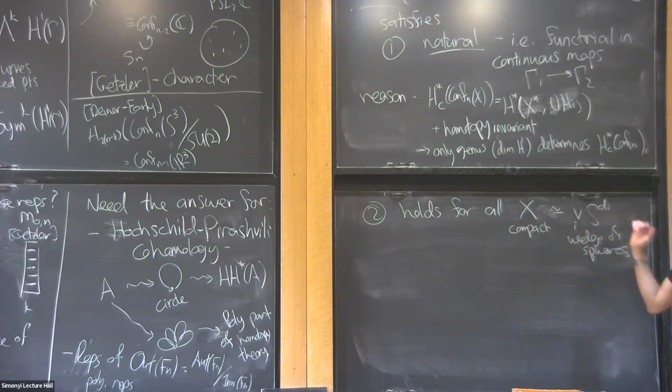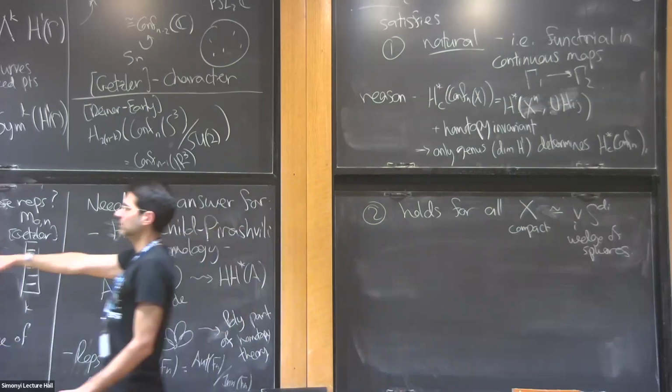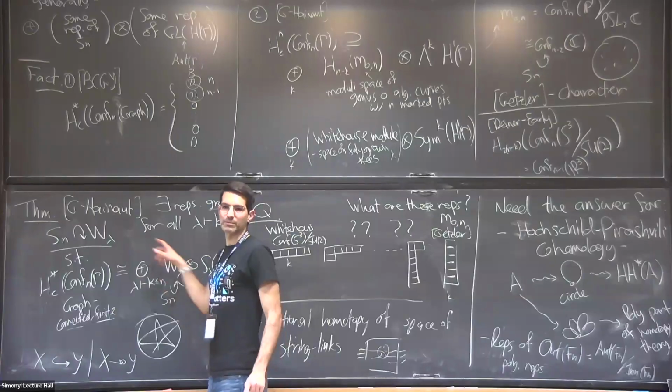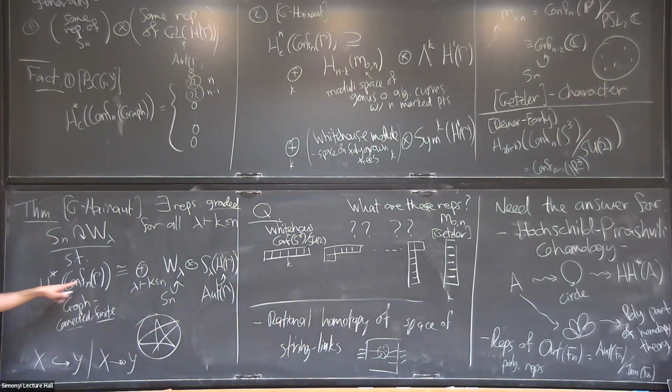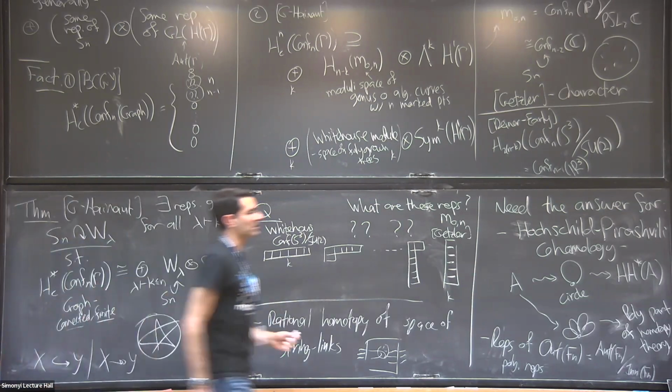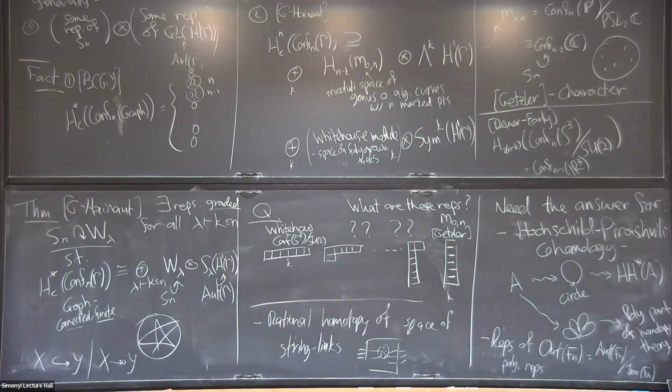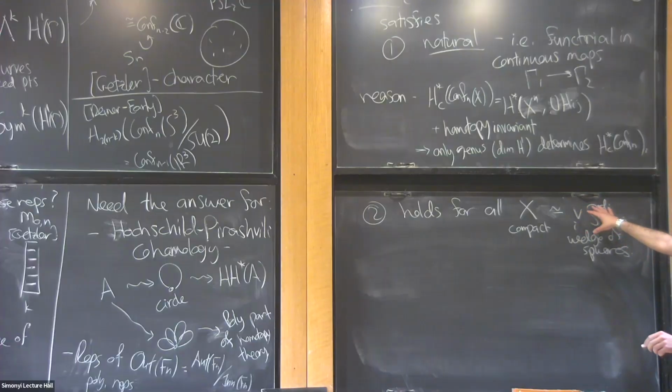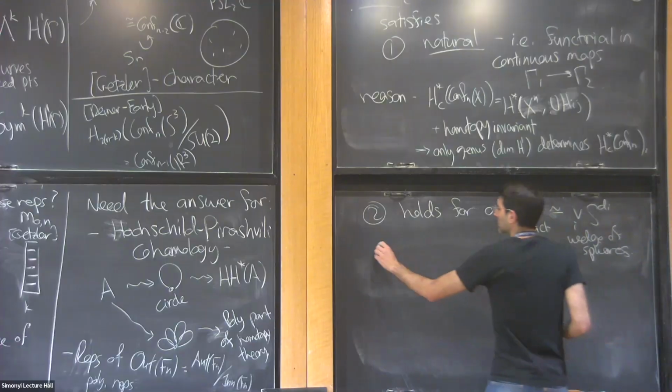So any space that has the homotopy type of a wedge of spheres, this functor isomorphism would hold. So you can really think of this as a functor that eats compact spaces with the homotopy type of wedges of spheres and spits out this graded vector space. And this is an isomorphism of functors for that. And the spheres don't have to be of the same dimension. And graphs fit in.